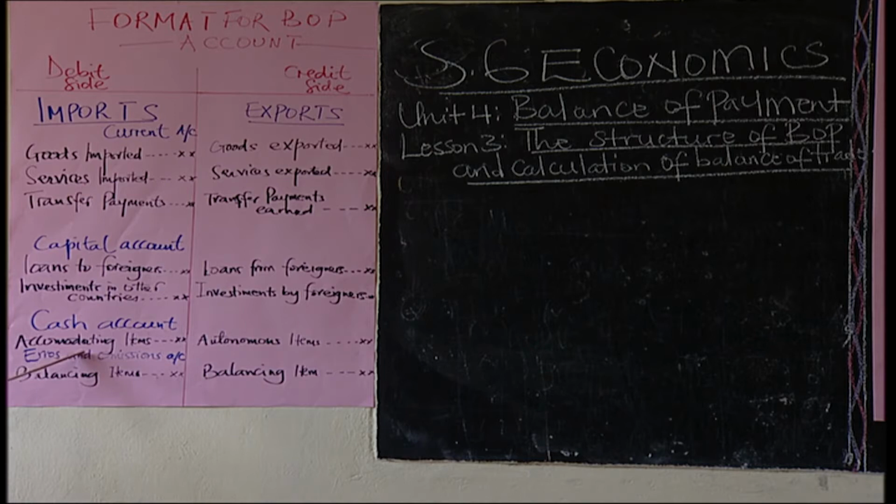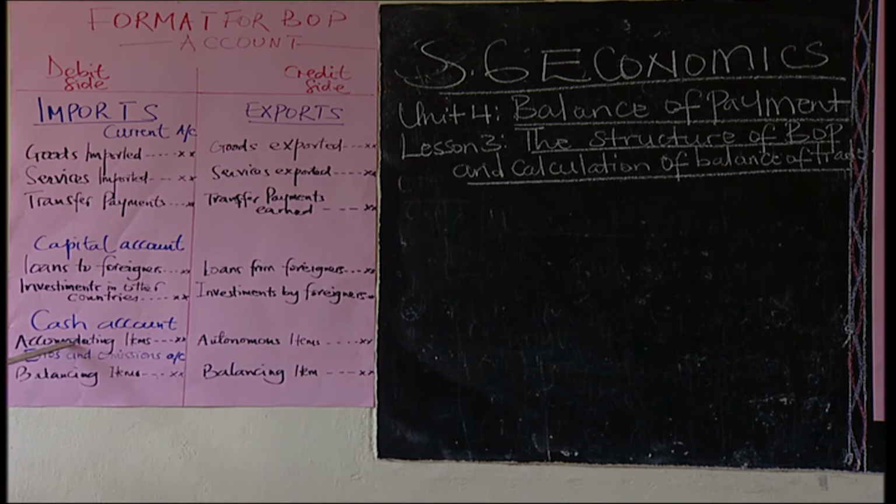Then on the cash account, remember well, learners, the cash account, which is the monetary account, is the balancing item account. So that we have here accommodating items and autonomous items.